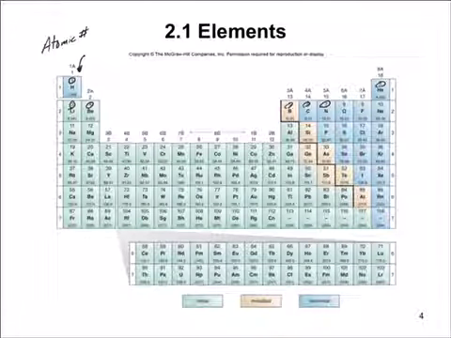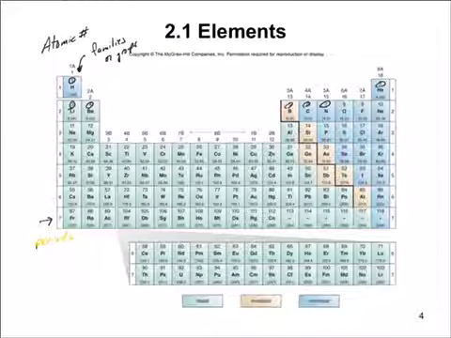The columns here are called families or groups. The rows here are called periods. Okay? So the families are groups, and then the periods. You also can tell that we've got these green, these brown, and these blue element boxes. These are the metals, the metalloids, and the nonmetals.